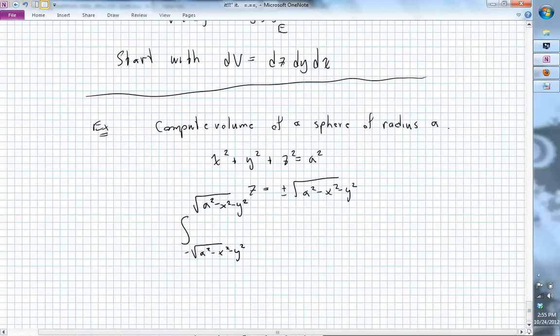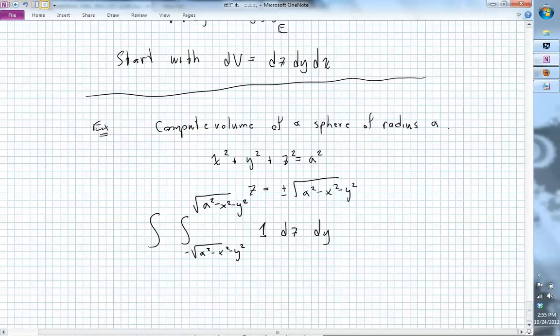So the limits of integration with respect to z are these. Okay, let's add the next layer. Once you've satisfied yourself with z and the limits of z, now you're back down to a double integral. So over what region in the xy plane is z trapped?